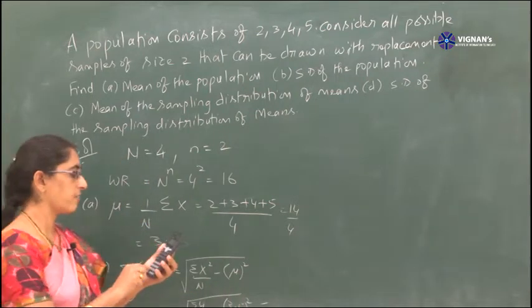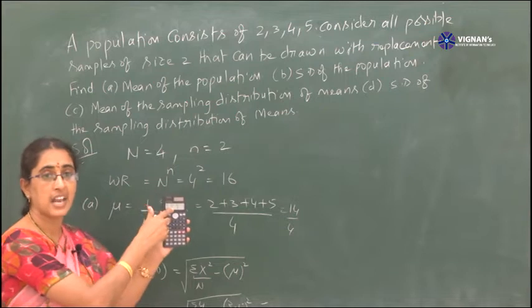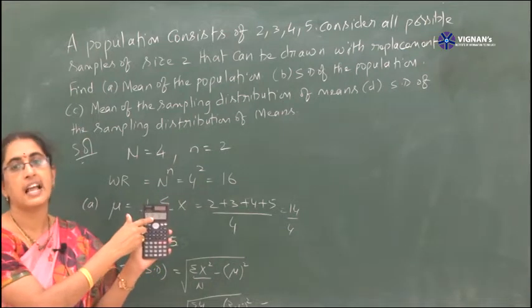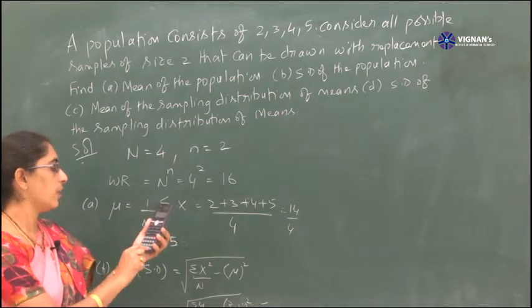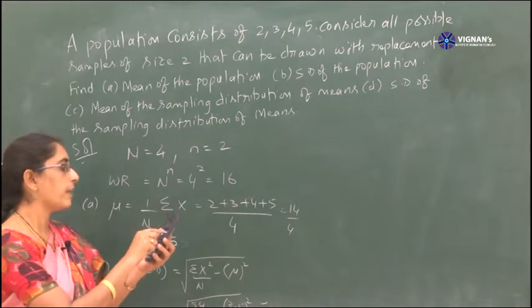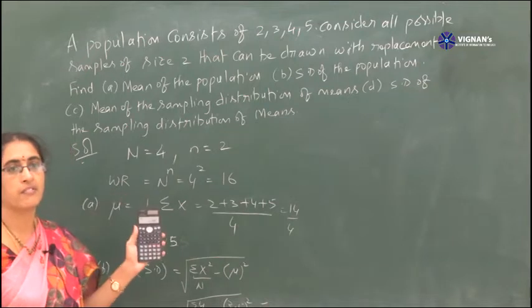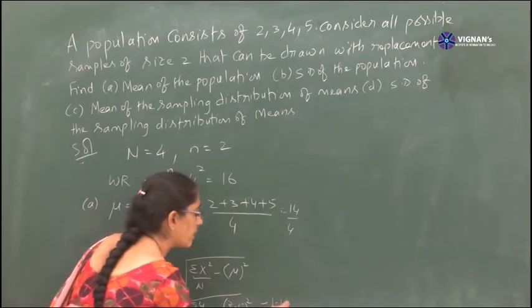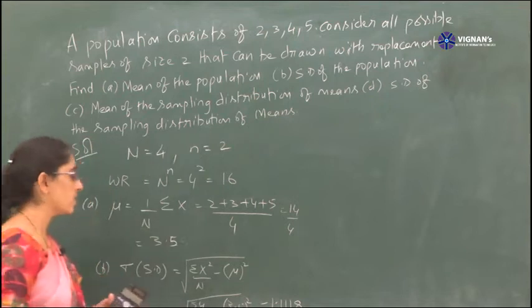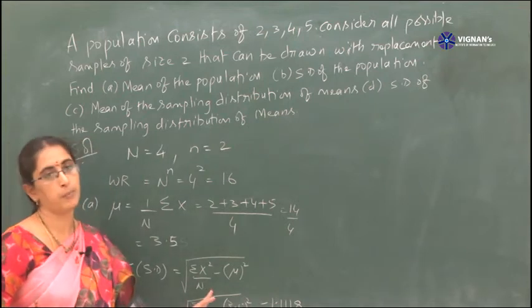Now again press shift 2. Here sigma x, the standard deviation symbol, is there in the calculator directly. So press 2 and equal to, it is 1.118. So this is the standard deviation of the population.